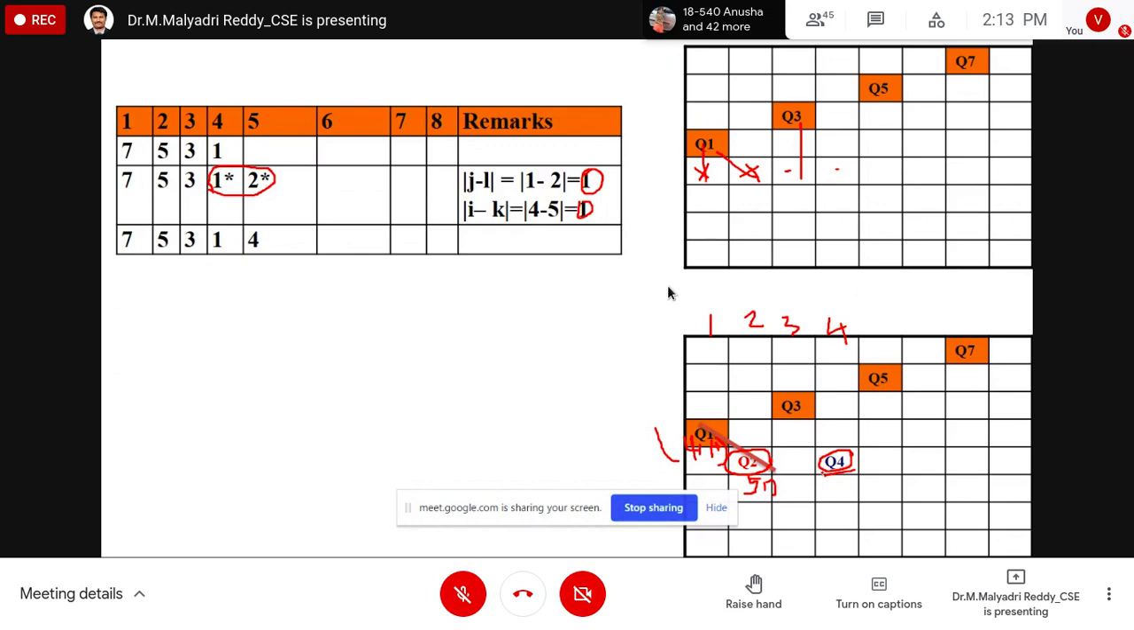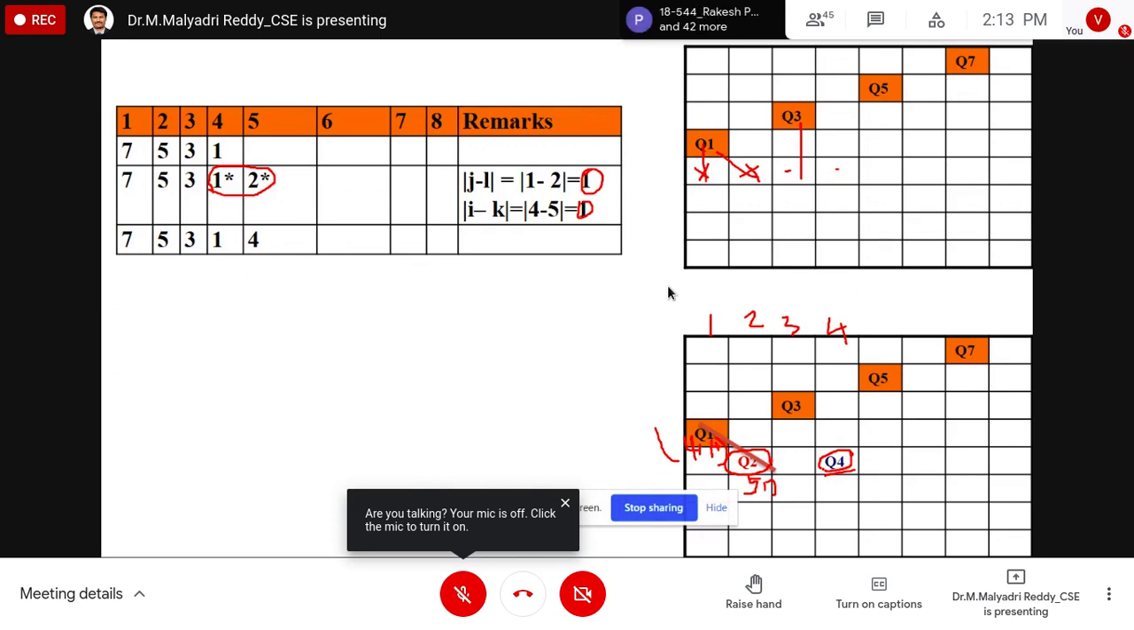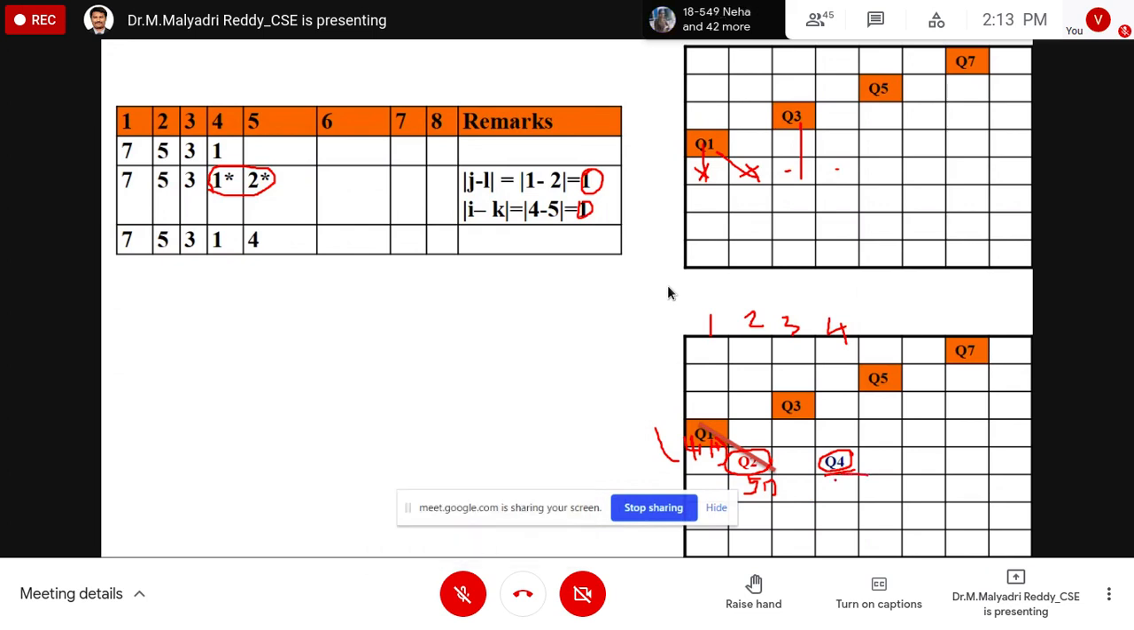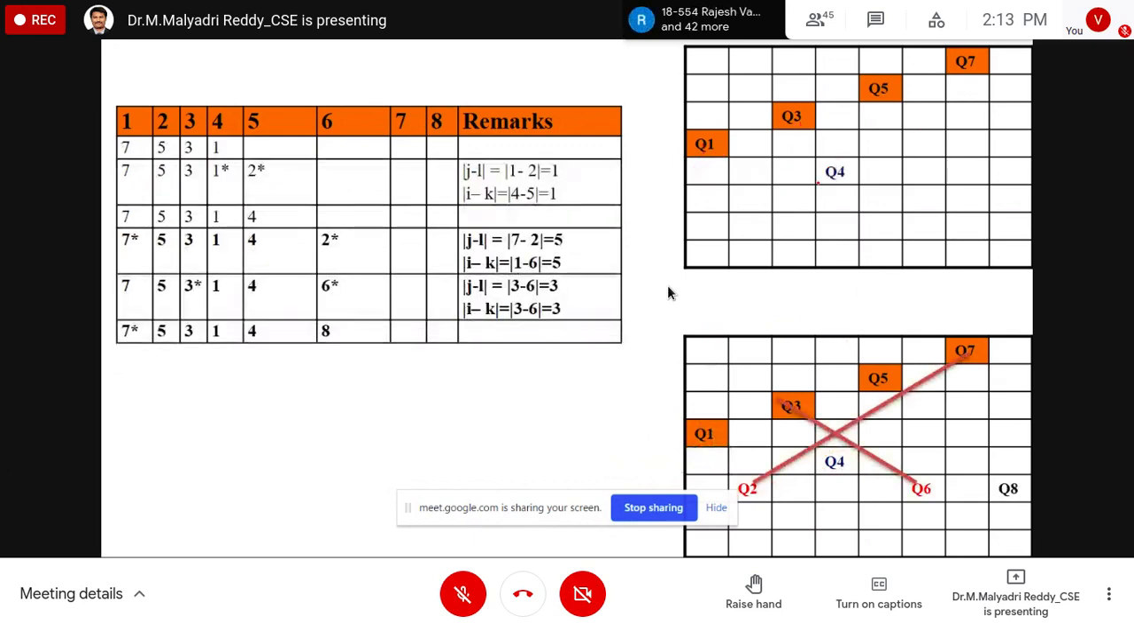While placing the Q4, I need to check conflicts, whether row, column or diagonal. It satisfies all constraints. That is why I have placed the Q4 on the 4th column in the 5th row. So the 5th row is filled, that position is filled, and this is completed. Next I have to check.